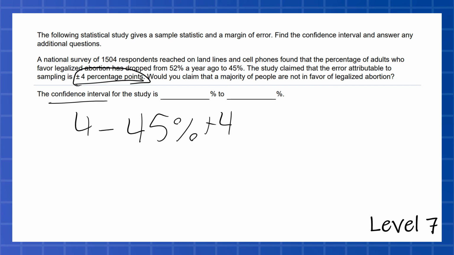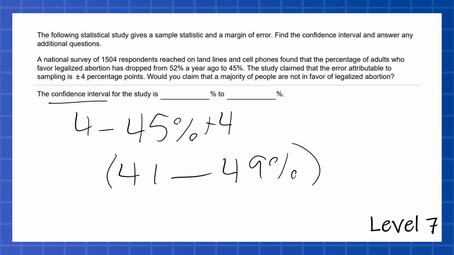And so that means our confidence interval is actually going to be from 41 to 49%. Now, that is not the answer to this question because I'm just telling you what a confidence interval is. Confidence interval gives you the answer in a range. It says between these percentage points. Now, why is that not the answer? Well, that's not the answer because we're answering the wrong question.